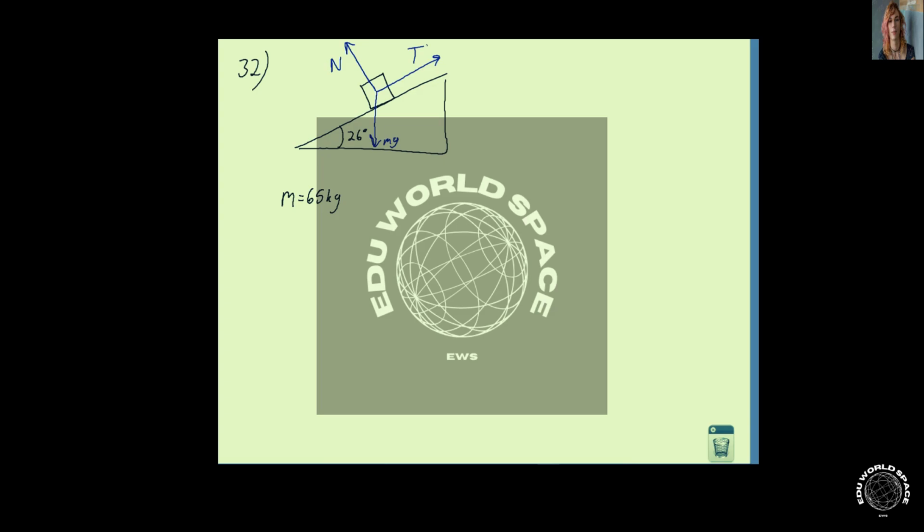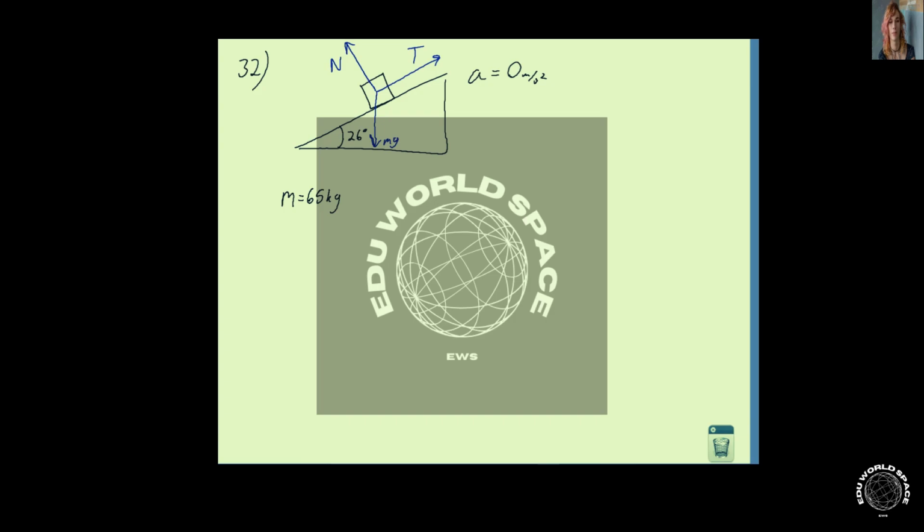We're good here. Now, for the next part, part B, they want us to calculate the tension in the tow rope if the skier is moving at a constant velocity. So that means that there is no acceleration up or down the slope. So the net force acting parallel to the slope is going to be 0.